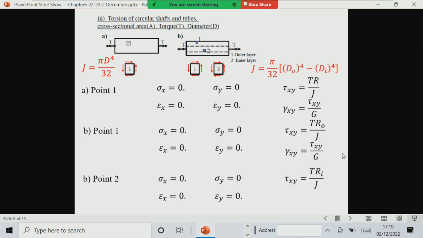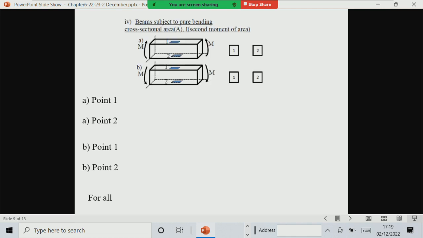And again, we use the constitutive equations to find the strain values. Any questions? Okay, now we move on to chapter 5, when the components are subject to bending.